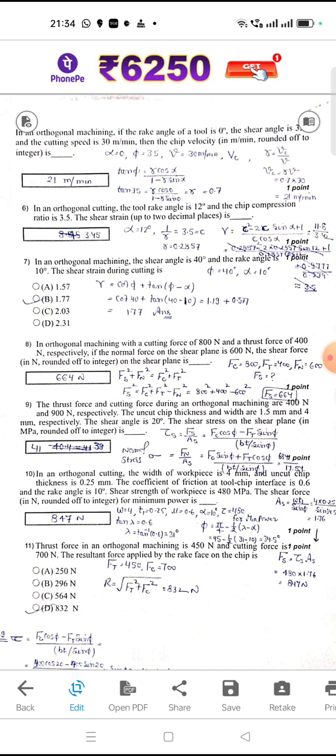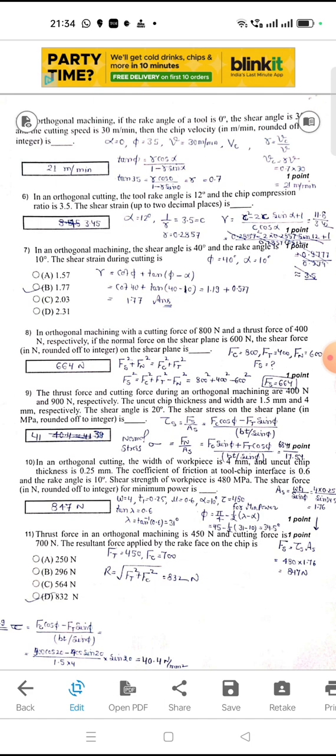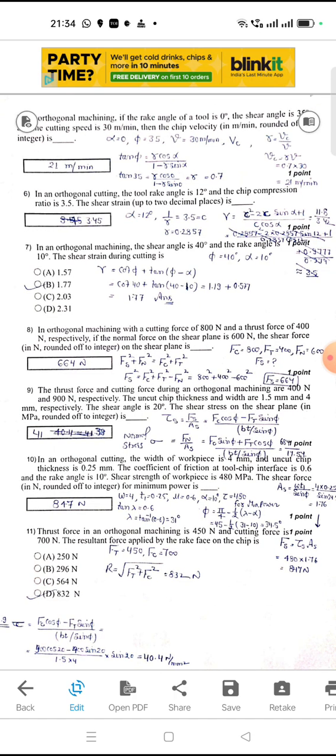Question number 6. Here alpha is given, rake angle, and chip compression ratio is given 3.5. We have the formula gamma is equal to c square minus 2c sin alpha plus 1 upon c cos alpha. If you put all the values, you will get the answer is approximately 3.45. Okay, now come to the question number 7. Here phi is given, shear angle 40 degree, rake angle is 10 degree. Then the shear strain during cutting. Shear strain gamma is equal to cot phi plus tan of phi minus alpha. You put all the values, you will get 1.77.